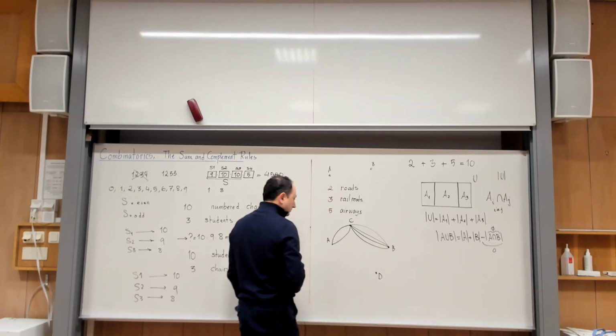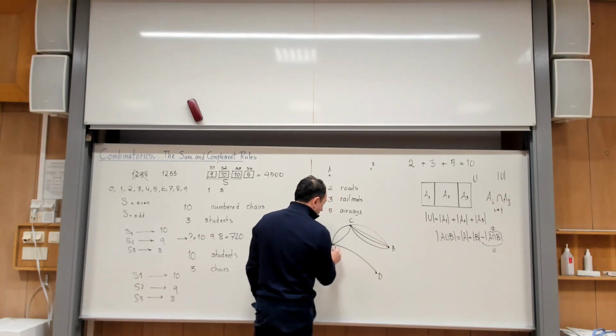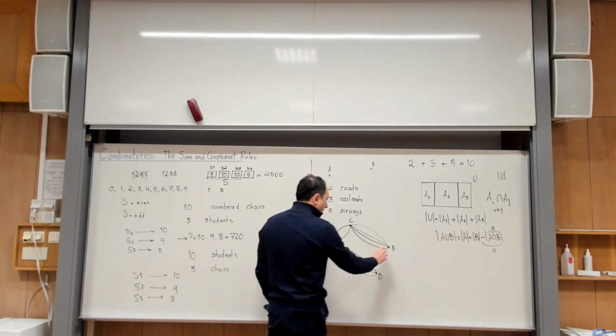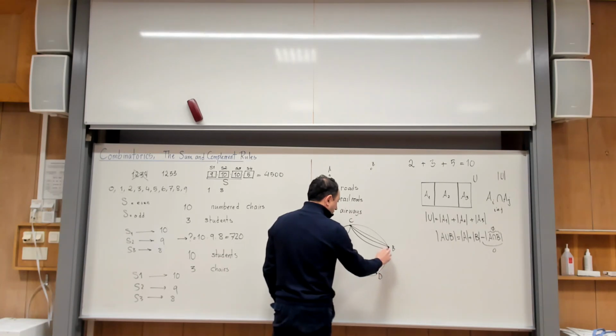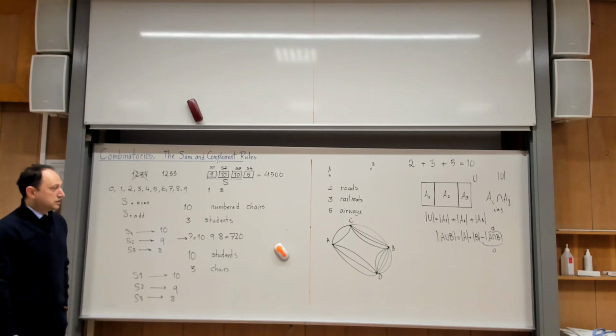Yes. And then I have 3 roads from A to D. And then finally I have, for example, 5 roads from B to D. So assume that we have this scenario.